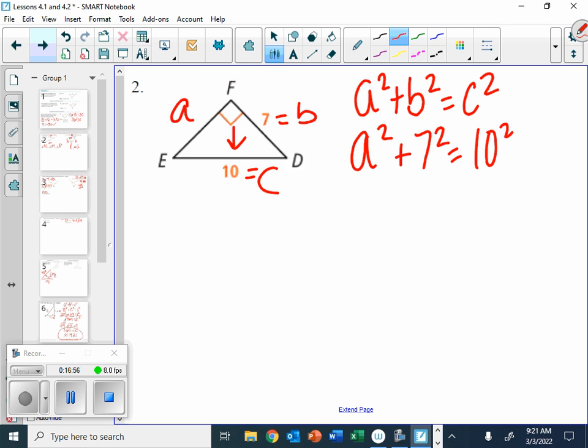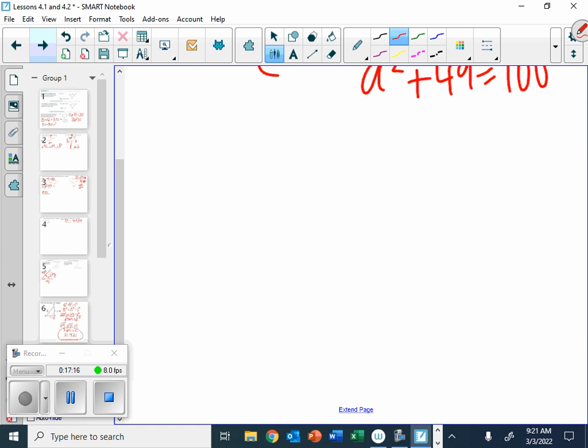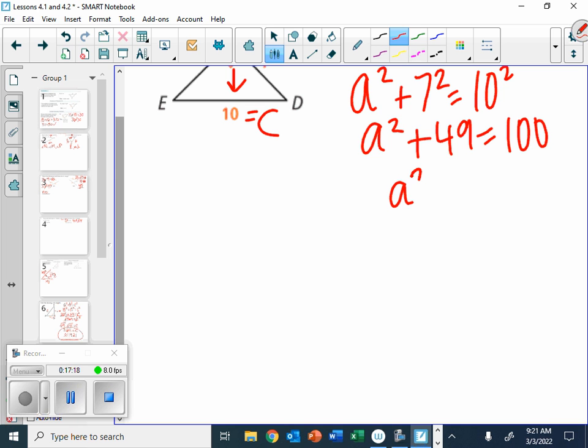All right, what is 7 squared? Good. And 10 squared? 100. All right, I need to get A squared all by itself. So how do I get this 49 over here? Subtract. Good. So when I subtract, what's A squared equal to? 51. And then lastly, to get A all alone, I need to square root both sides.